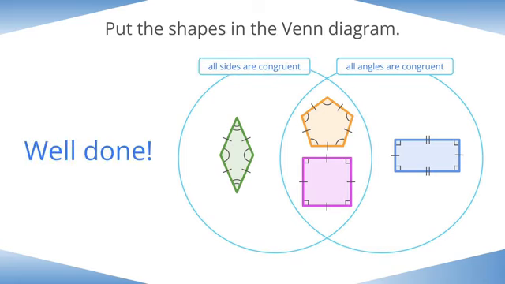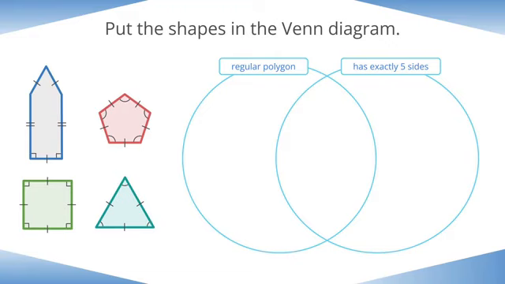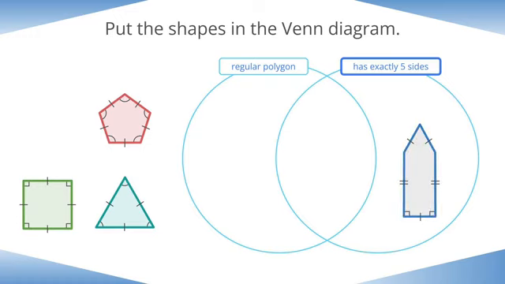Let's try one more. Put the shapes in the Venn diagram. It looks like our diagram categories are regular polygon and has exactly 5 sides. A regular polygon is a polygon whose sides are all congruent and whose angles are also congruent. Let's identify each shape's attributes and put them in the correct section. Let's start with this figure. We need to decide if it's a regular polygon and if it has 5 sides. It does have 5 sides, but it looks like the left and right sides are longer than the other sides. So we need to put this in the right circle, but not where the circles overlap.